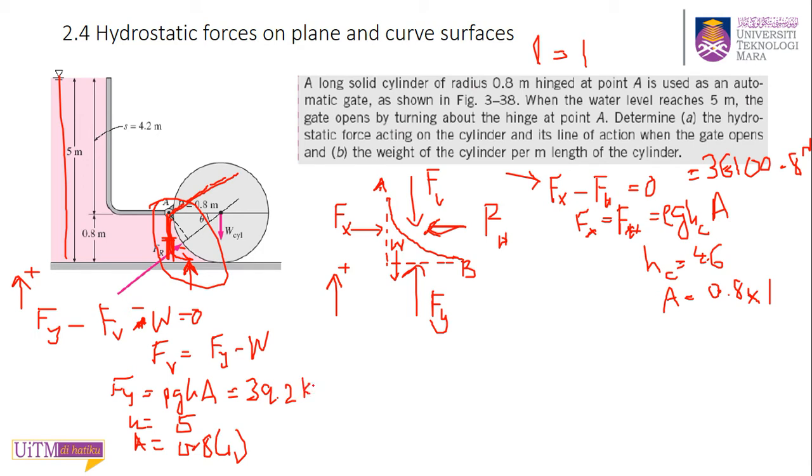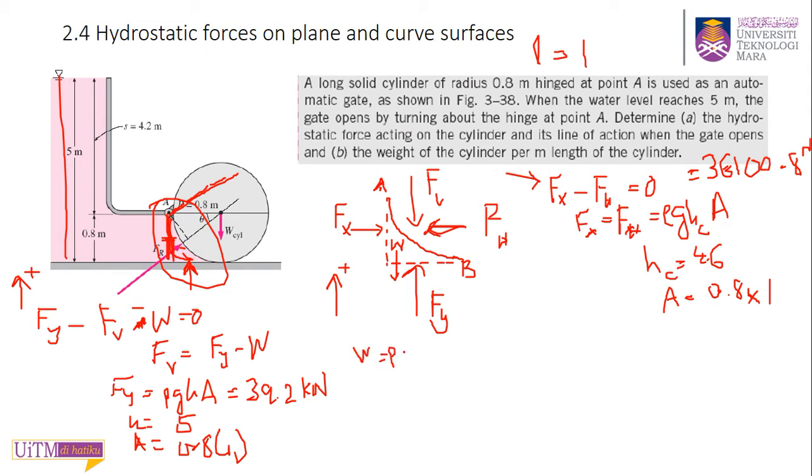So make sure it's consistent. If you use kilonewton, your FH must also be in kilonewton so that you don't get confused and mess up. Make sure with the same unit. So here maybe 36.1 kilonewton. Okay. W, how about W? Rho g V.